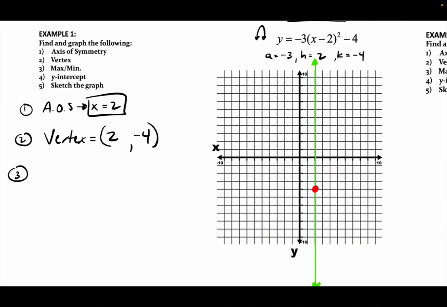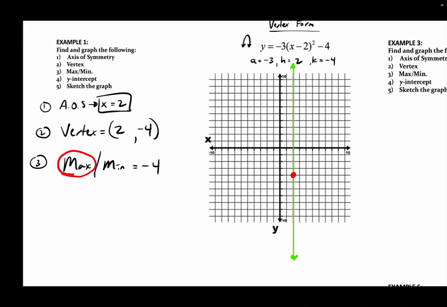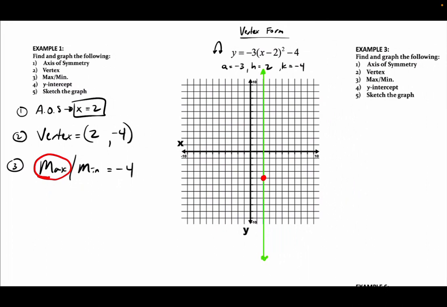3, maximum or minimum. So we have 2 options. Is this going to have a maximum or is it going to have a minimum, and where at? So we said it's going to be arrows down, right? We said that because A is negative. So if it's arrows down, it's going to have a max. Okay, so we're going to circle max. And then for this form, whatever K is going to be that number. So that was -4.